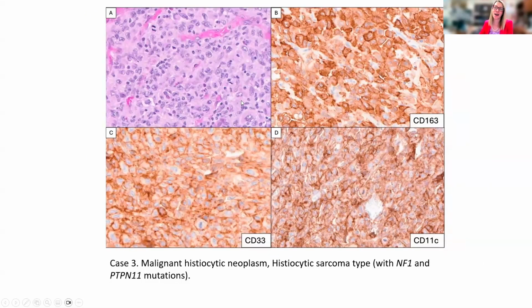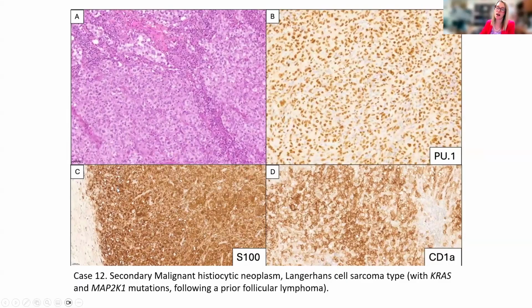So as we end, for some case examples, this was a case of a malignant histiocytic neoplasm, the histiocytic sarcoma type with NF1 and the PTPN11 mutation. These mutations are actually more common in neoplasms of the bowel. So histiocytic sarcoma of the bowel seem to have this mutation a little more commonly.